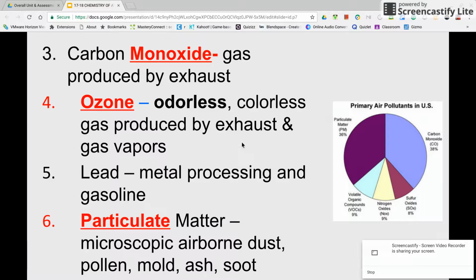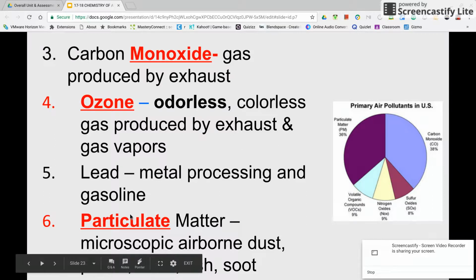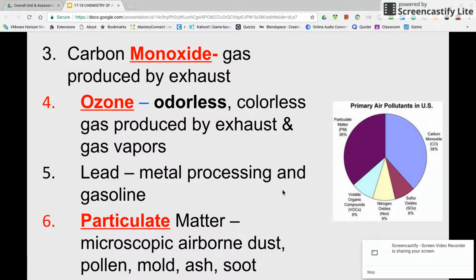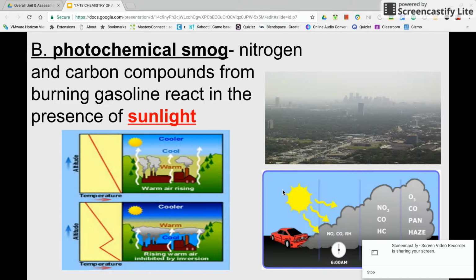If it's up in the ozone layer and being used to block out that harmful UV radiation, it's good. But if we have that ozone at a lower level, it's extremely reactive and it actually is very harmful to us. Another pollutant is lead from, once again, processing of gasoline and other metals. And finally, particulate matter. Particulate matter is any microscopic small solid that can be suspended in the air, like soot when we burn our wood in our fireplaces, or ash from volcanic debris, or even the pollen or mold that can be given off into the atmosphere by living organisms.